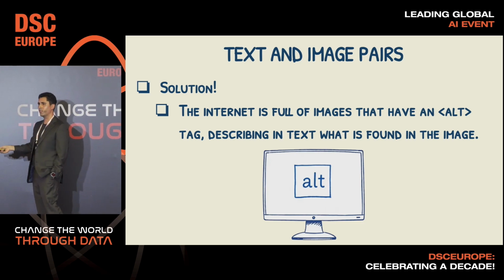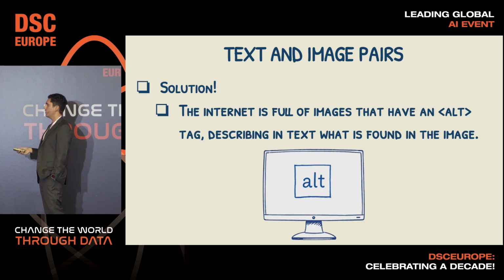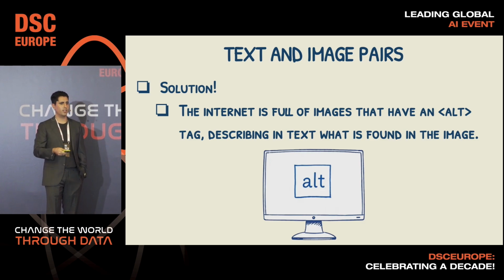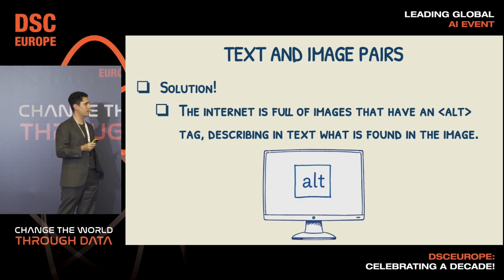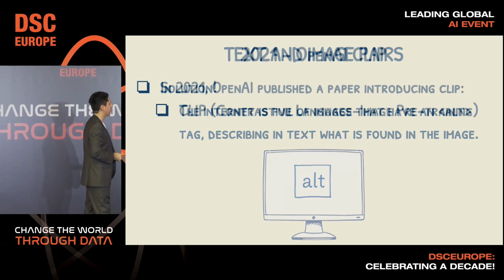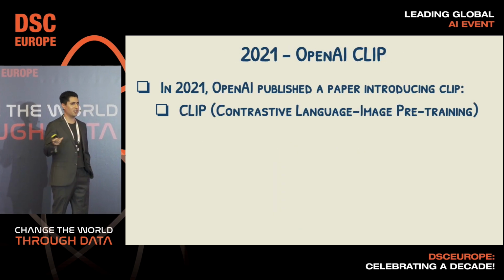The internet is actually full of images already for us, millions of them. And a lot of them already have what's known as an alt tag, which describes in text what's found in the image. So if you're visually impaired, you could listen to this text and understand what's actually going on in the image.